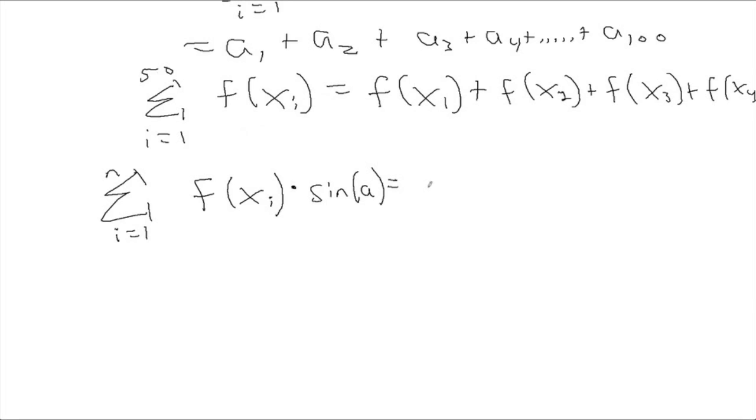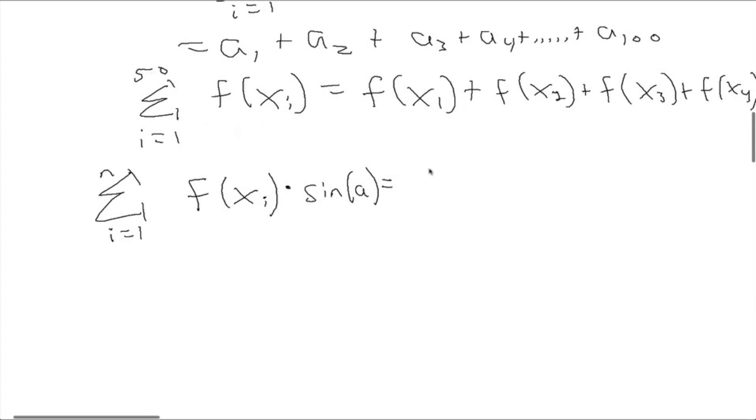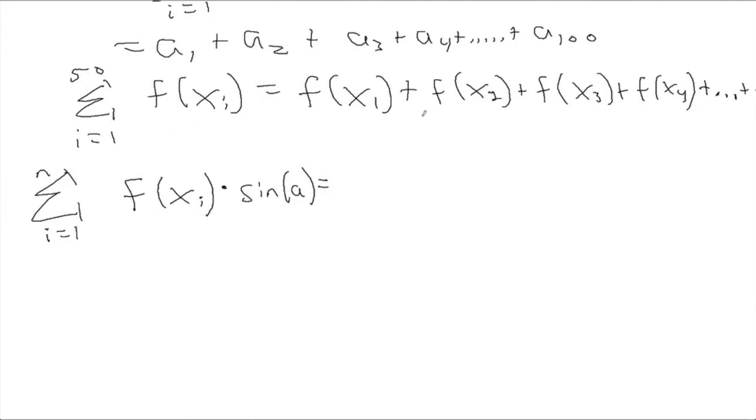So what's the first term in this sum? That would be f of x1 times sine of a, plus f of x2 times sine of a, plus f of x3 times sine of a, dot dot dot, f of xn times sine of a.